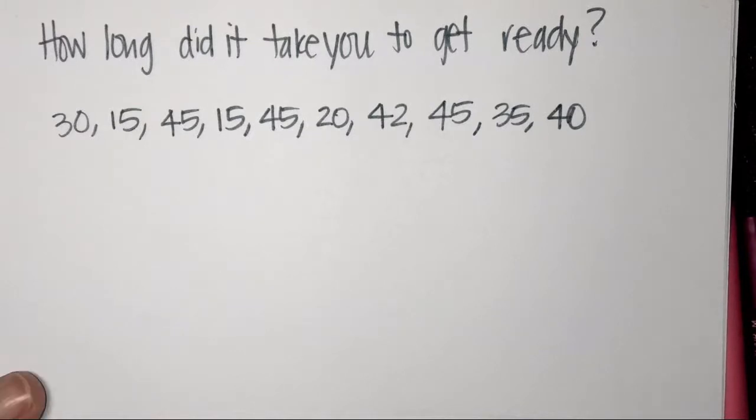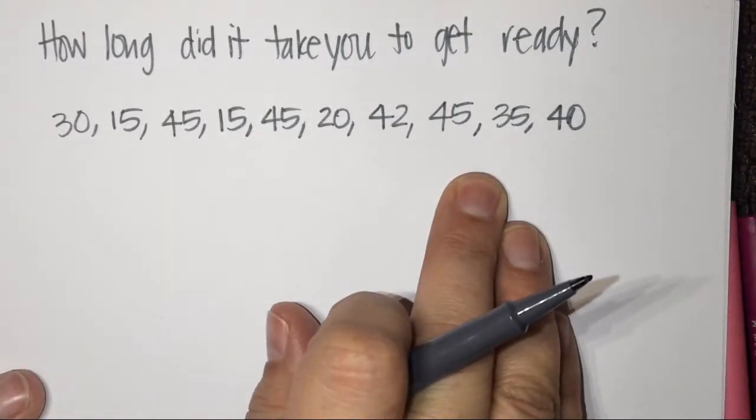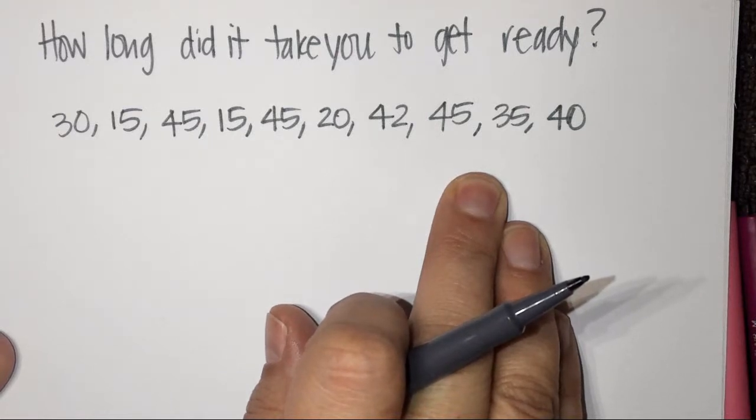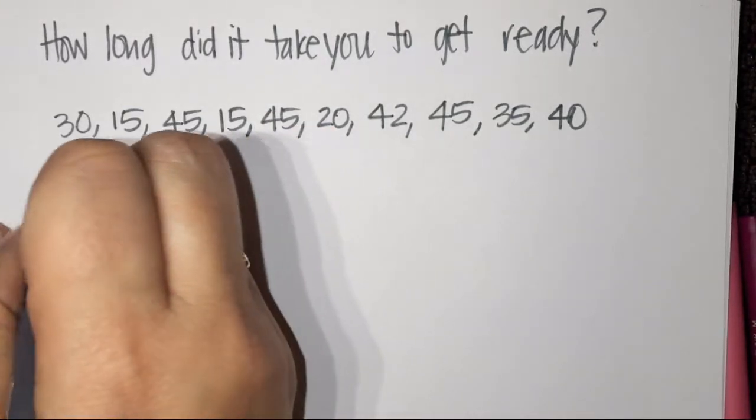Okay. How long am I supposed to? I don't know. All right, here we go. So what's my first step when I'm doing anything with data? What am I going to do first? Put them from least to greatest. Least to greatest. Fantastic. Our smallest amount here is 15.